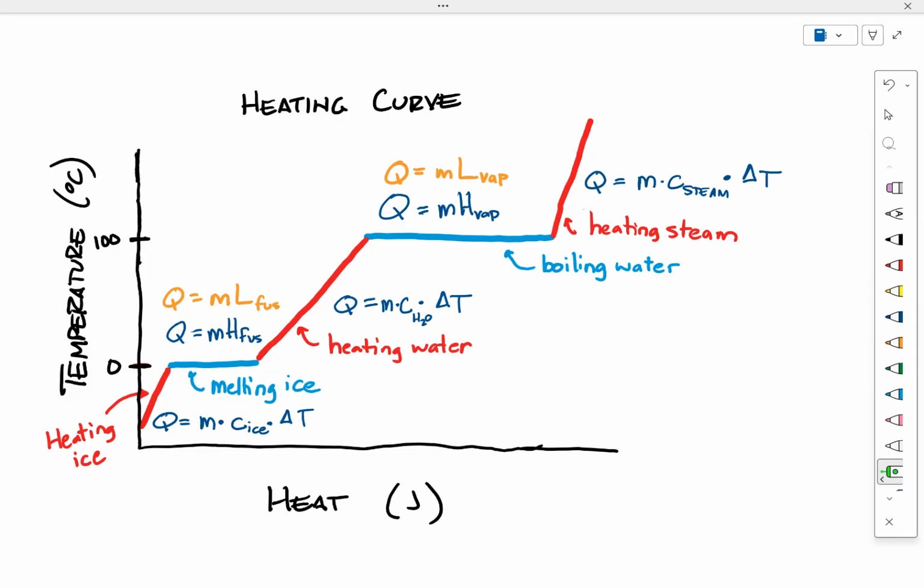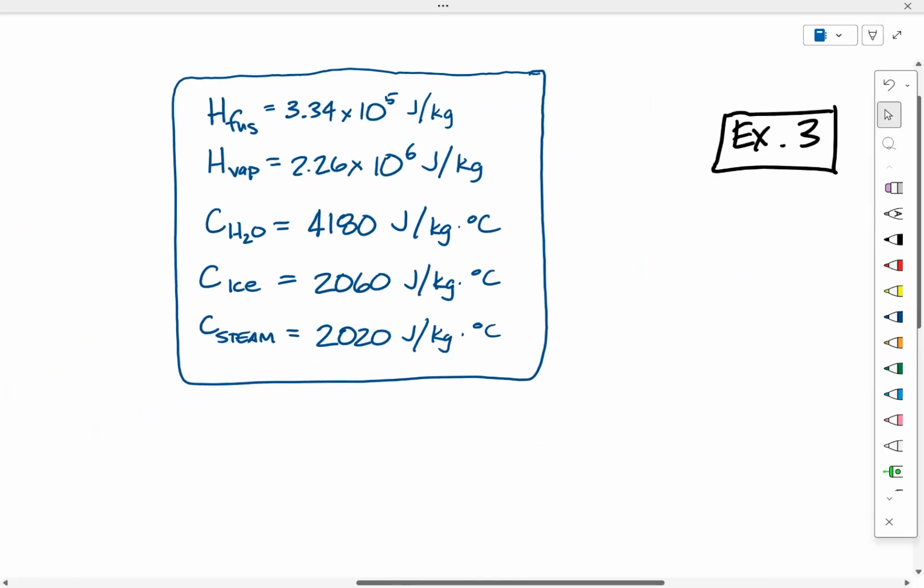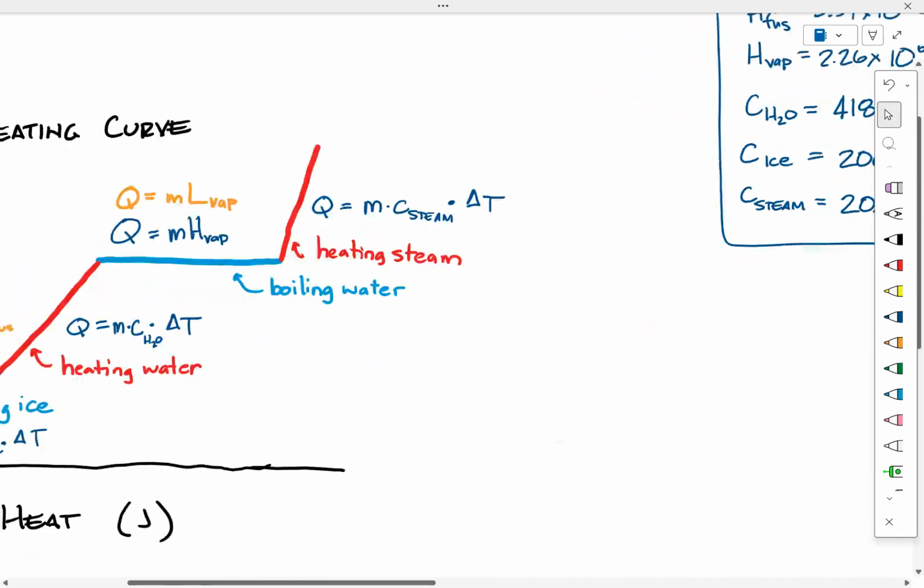In order to do our calculations, we will need a list of those constants, the latent heat of fusion and vaporization at the top, and then the C values called the specific heat capacity. There's a different value depending on whether water is a liquid or in the solid state or in the gaseous state. So we'll make sure that we use the correct value for each of those.